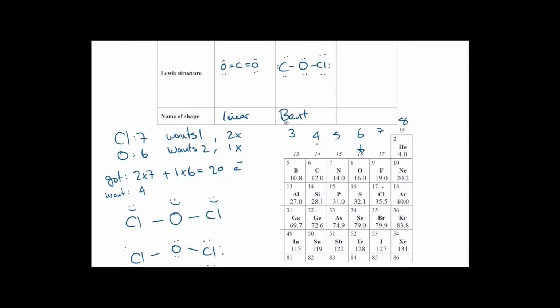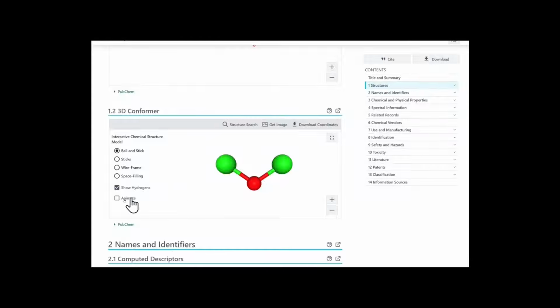Okay, next one. So here's what this is going to look like. Let's animate it, and it is indeed going to be bent. A Lewis diagram wouldn't really tell you that it was bent. You'd really need to use VSEPR theory to know how bent and the final shape. It kind of looks like a poodle, I guess.